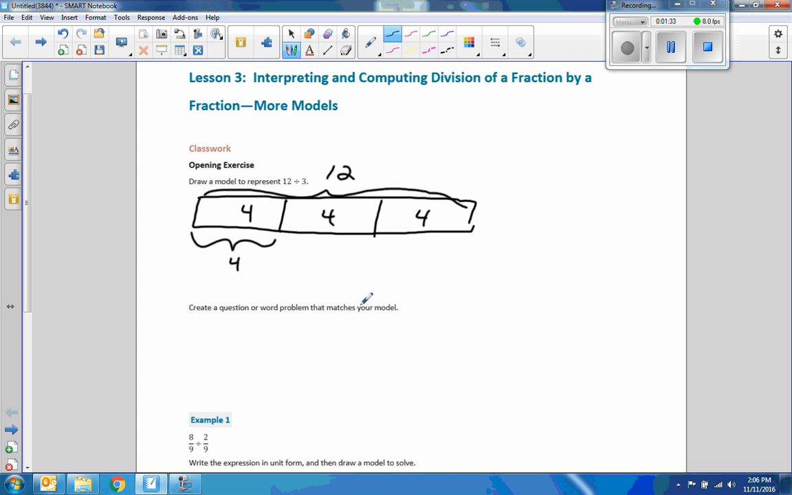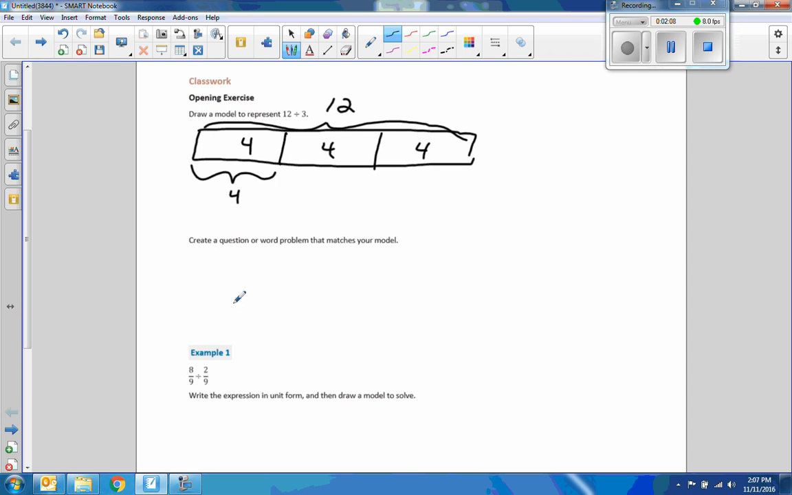Create a question or word problem that matches your model. So there's many things you could say. I could say I have 12 eggs. I'm going to put them into 3 different colored dye bowls with dye in them. Say it's Easter. And I'm going to take 12 eggs and I want to divide them into 3 separate bowls evenly. I would have 4 blue, 4, I don't know, pink, and 4 yellow. The question would be, if I had 12 eggs and I divided them evenly among 3 bowls, how many eggs would be in each bowl?